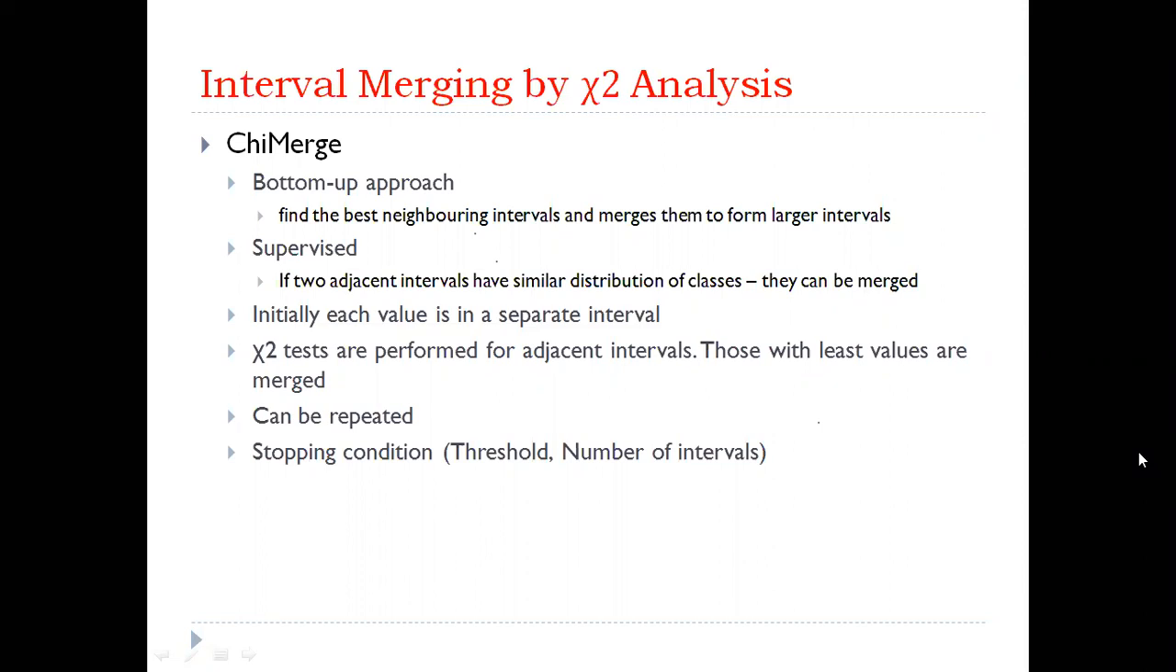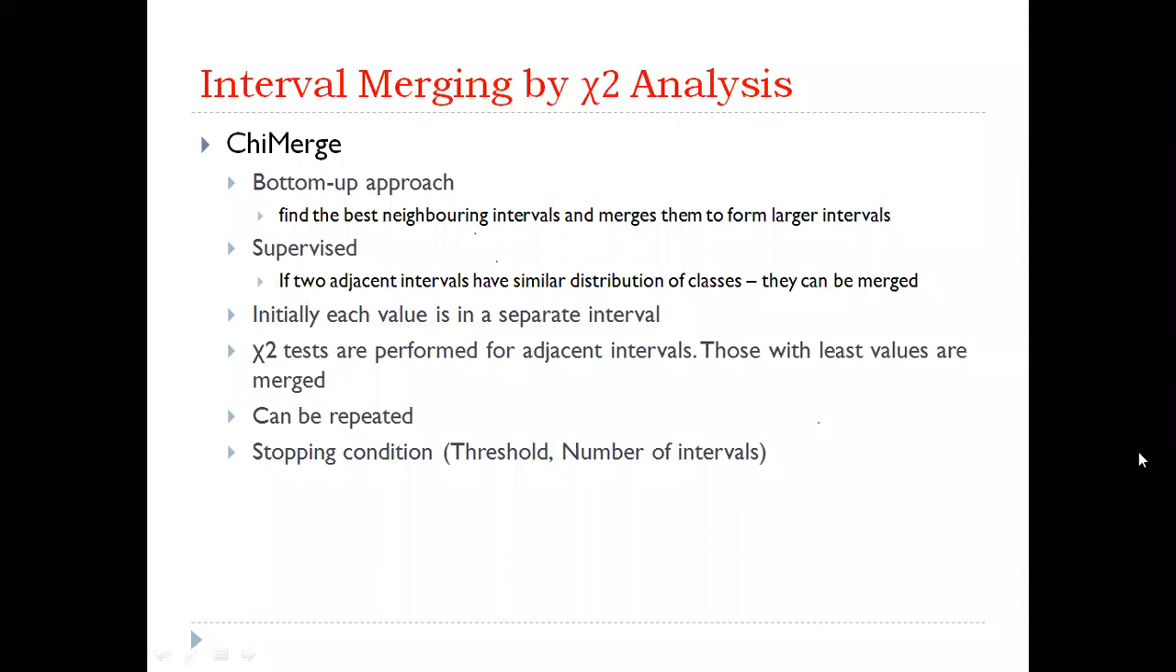Initially each value is in a separate interval, isn't it? It will fall under 1 to 3, 3 to 5, 5 to 7, or 7 to 10, like that, separate intervals. But later on, when you're doing some kind of merging using this chi-square, you're trying to reduce the smaller intervals into larger intervals. So the chi-square tests are performed for the adjacent intervals as well. Those with the least values are merged.